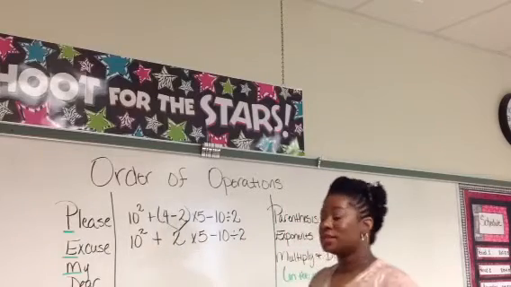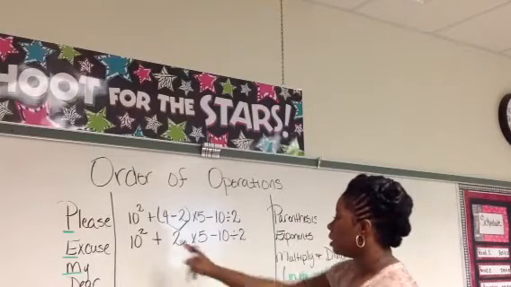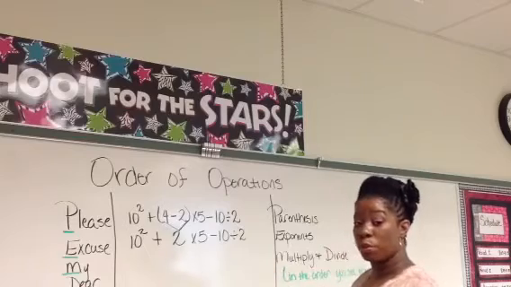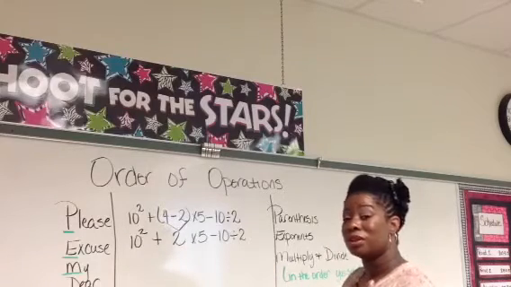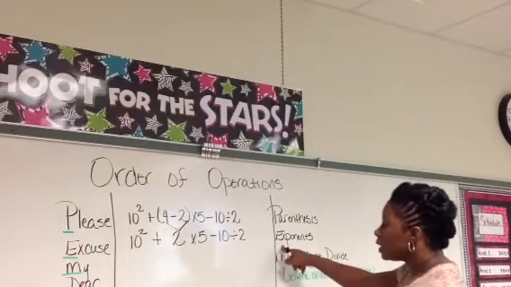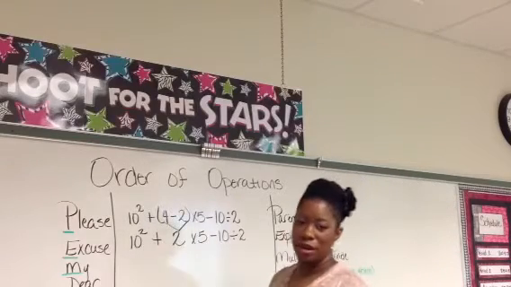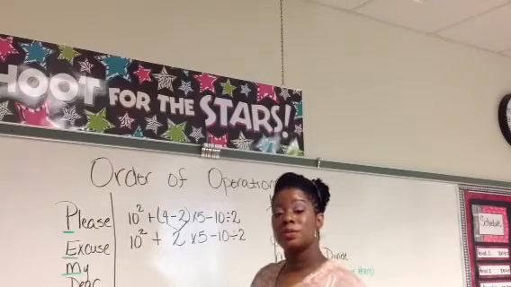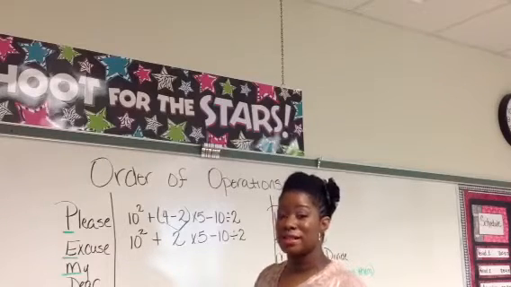All right, so I took care of step one, parentheses. I'm looking at my new number sentence and there aren't any more parentheses, which means I need to move on to step two. The E in excuse stands for exponents. So I've got an exponent right here. And remember we talked about exponents. We learned and practiced exponents last week.